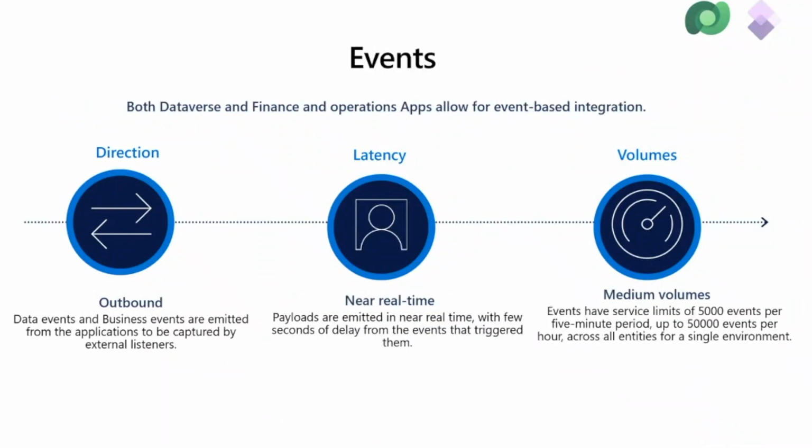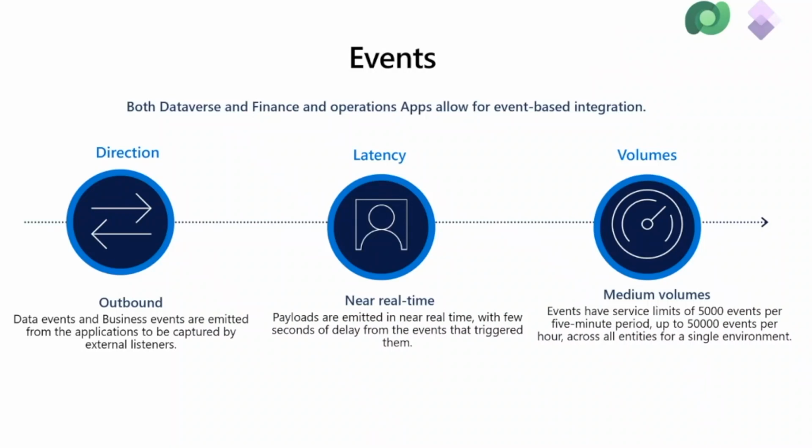Next, events. Both apps allow for event-based integration, and the features available are business events and data events. Business events are a mechanism to emit events from F&O in Dataverse and notify external systems like Power Automate or Azure services. They run asynchronous, near real time, with a few seconds of delay after the event that triggered them, and are suitable for medium volumes. They fit well into process integration design. They are intended to be small and not suitable for data integration scenarios. Examples of business events are vendor payment posted, purchase order confirmed, or order creation.